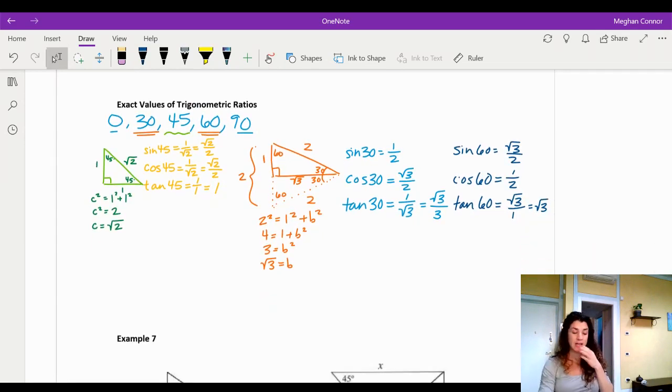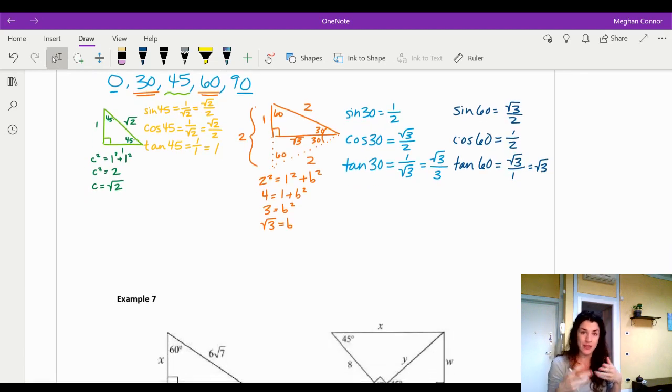Those are the ones that we tend to focus on. You can find exact values of pretty much most of them. I mean, they're infinite, right? But you can find exact values for a lot of them, but these are the ones that we tend to focus on. So you'll notice 45 and 30 and 60 a lot.